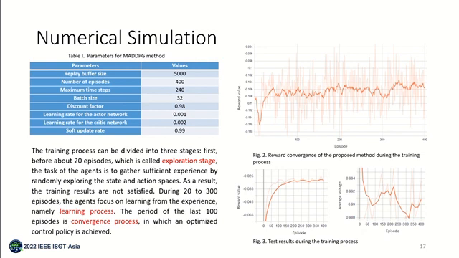In the numerical simulation, we first list the parameters of MADDPG, and the training process can be divided into three stages. First, before about 20 episodes, which is called the exploration stage, the task of the agent is to gather sufficient experience by randomly exploring the state and action spaces. As a result, the training results are not satisfactory. During 20 to 300 episodes, the agent focuses on learning from the experience, namely the learning process. The period of the last 100 episodes is a convergence process in which an optimized control policy is achieved.